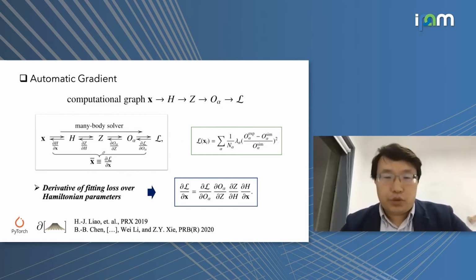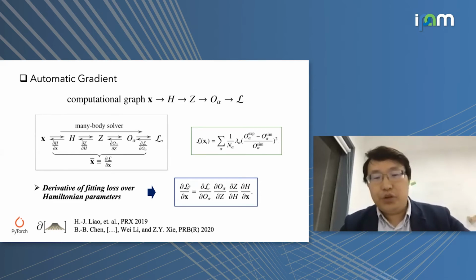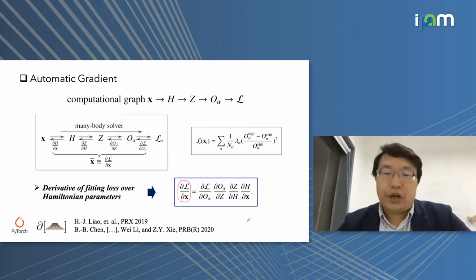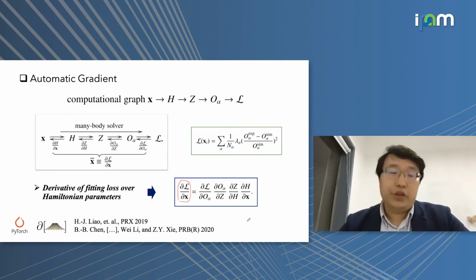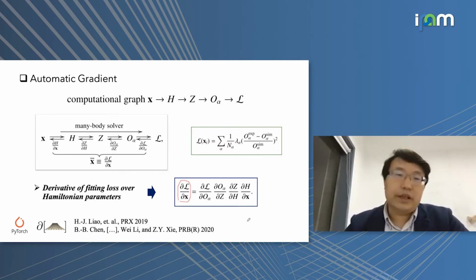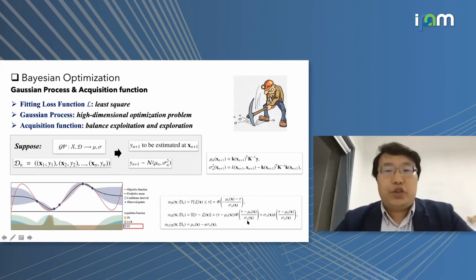In the backward process, following the chain rule, we can actually compute the gradient, right? The partial L, partial Hamiltonian parameters. So once we compute this gradient, we can use it to optimize the parameter, to minimize the loss, right? The second method, which I actually recommend more, is the Bayesian optimization.